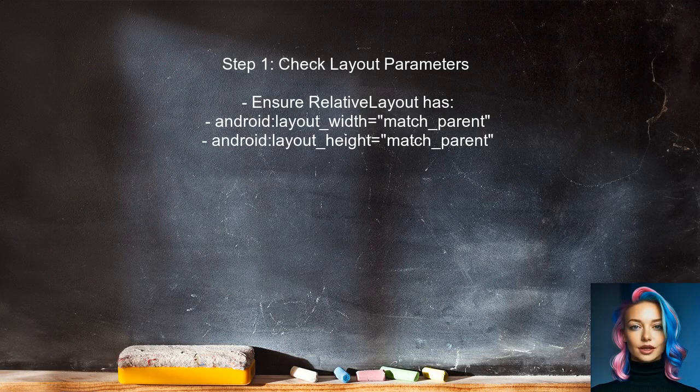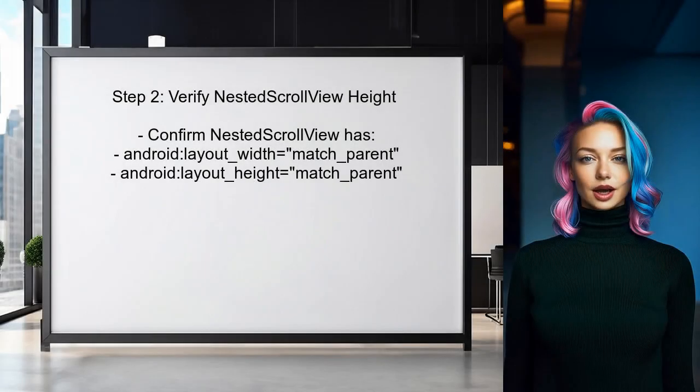To address the issue of the height not matching the parent in the nested scroll view, the user should first check the layout parameters of the relative layout inside the nested scroll view. Next, the user should ensure that the nested scroll view itself is set to match the parent height. This is crucial for the layout to behave as expected.